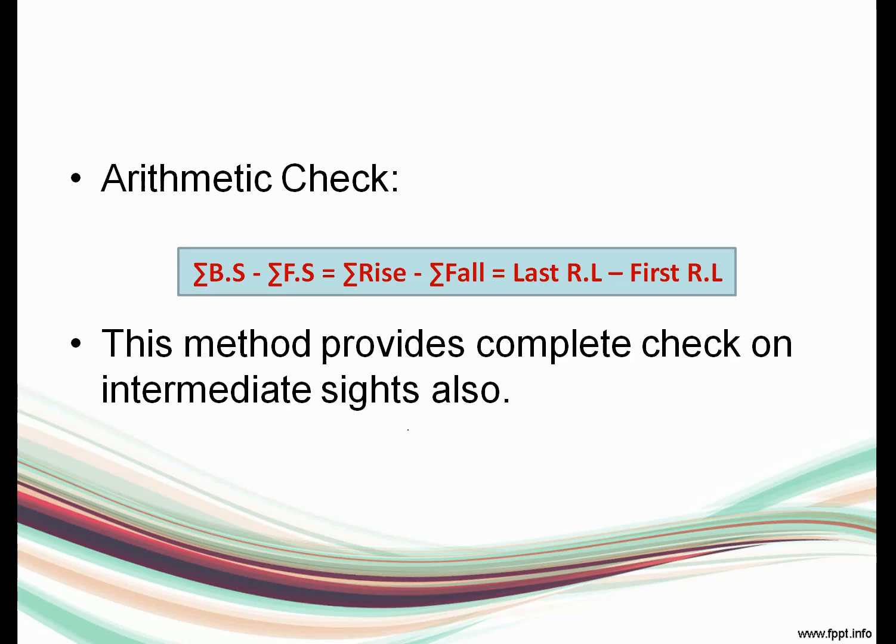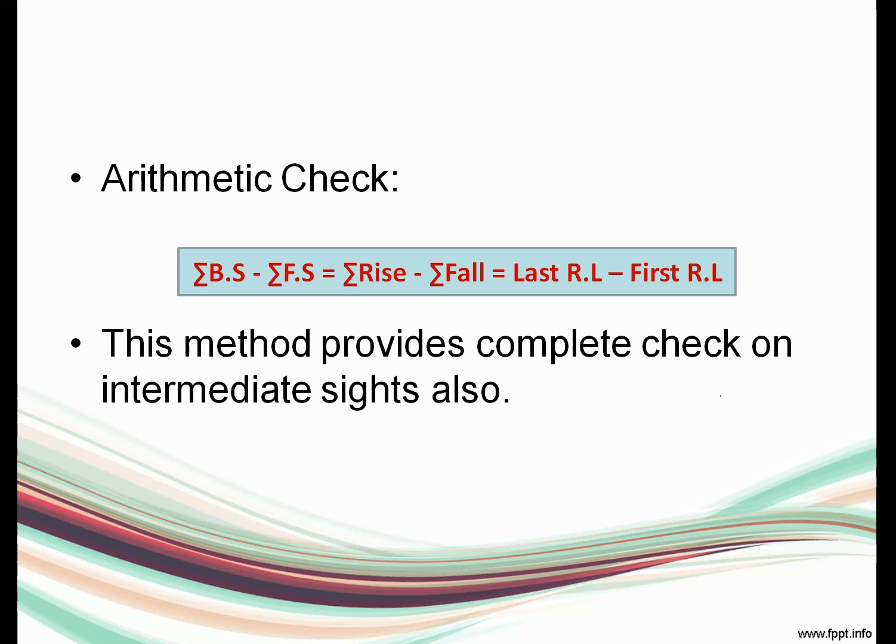Now, what is the arithmetic check in this method? This method also has an arithmetic check equation. The equation is sigma backsight minus sigma foresight is equal to sigma rise minus sigma fall, which is again equal to last RL minus first RL.